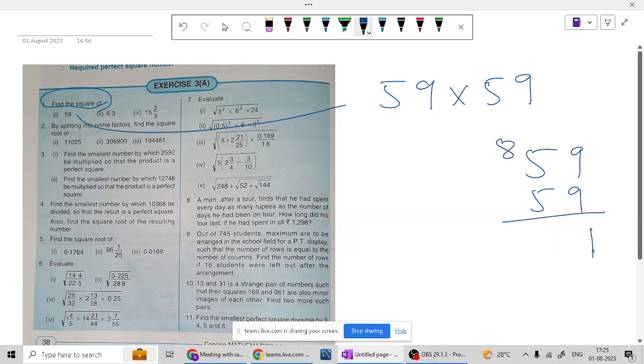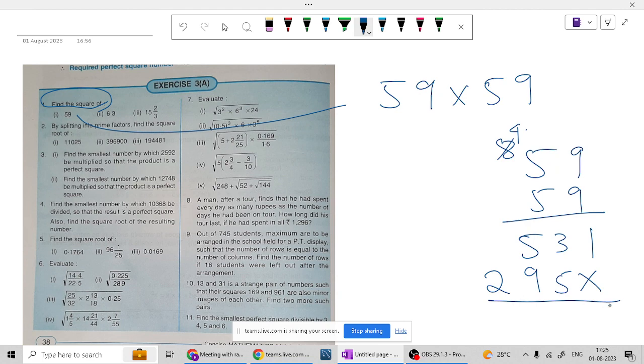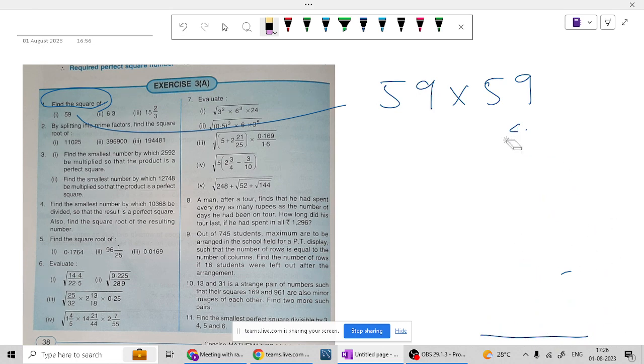Nine nines are 81. What's the answer? Sir, is it 3,491? Oh, sorry, sir, I made a mistake. 91 or 81? 81, sir. Yes, 3481, right? Yes, sir, 3481. That's the final answer.